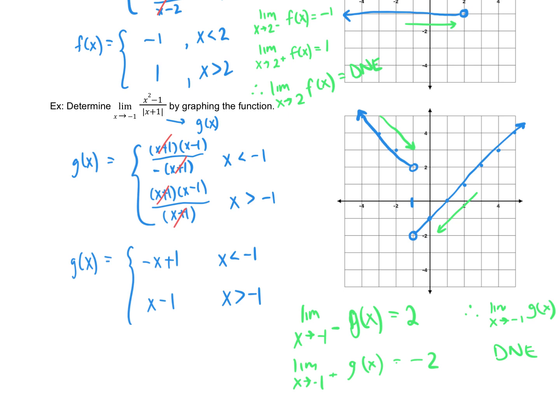And that's it. So as a reminder, when you're evaluating a limit, you're talking about the behavior of the function around that value. And in order for it to exist, the left side and the right side limit have to match, even if the point itself does not exist.